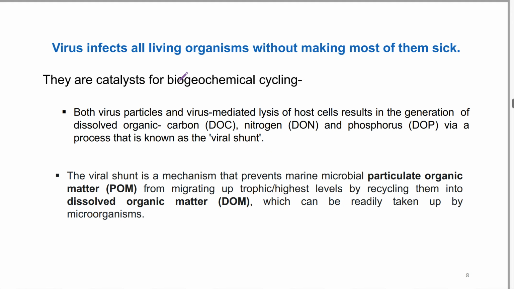So they are catalysts for biogeochemical cycling. Both virus particles and virus-mediated lysis of host cells result in the generation of dissolved organic carbon, dissolved organic nitrogen, and dissolved organic phosphorus by a process known as the viral shunt. To define, the viral shunt is a mechanism that prevents marine microbial particulate organic matter, POM, from migrating up to higher trophic levels by recycling it into dissolved organic matter, which can be readily taken up by microorganisms.